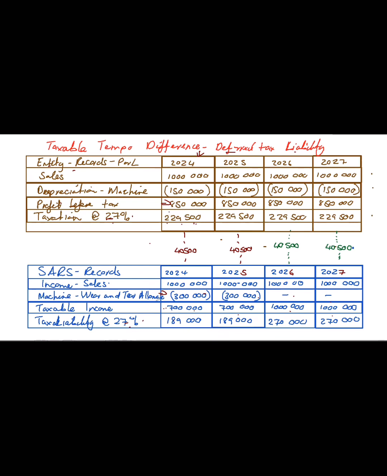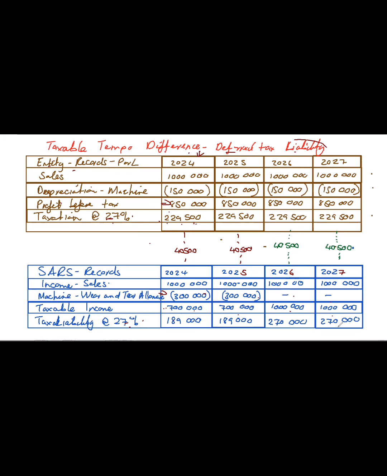So in other words, SARS has lost out in 2024 because they were expecting to get this 229 to go into their what account. But only how much is going in? 189. So now we are saying there is a difference. There is a tax that we have then deferred, that we are owing SARS. Because why are we owing SARS? Because SARS also compared that to your records. Your records are saying tax is supposed to be 229, but SARS is getting 189. SARS says it's okay, we will redeem that figure in the future.